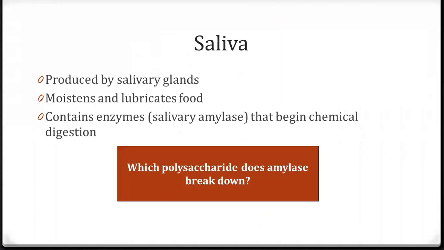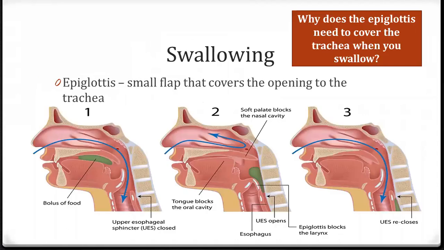Okay, saliva is produced by the salivary glands. It moistens and lubricates the food and contains enzymes, salivary amylase, that begin chemical digestion. And amylase breaks down starches. So a starch is a polysaccharide of glucose.